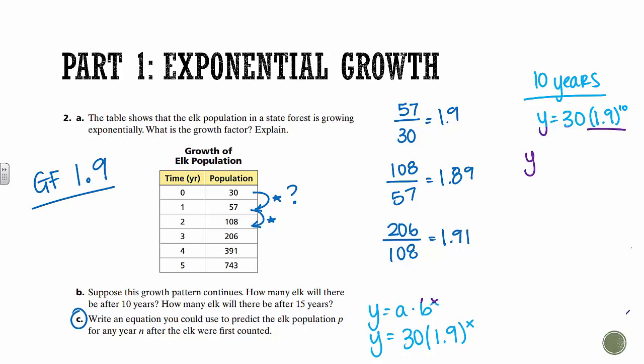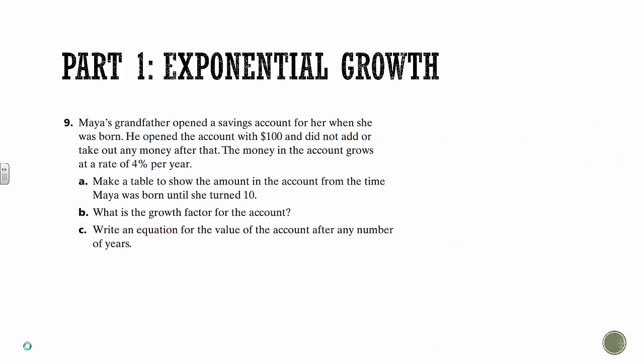So we end up with, after about 10 years, about 18,393 elk. We could do the same thing for 15, and you get a much bigger number. So let's do another problem.